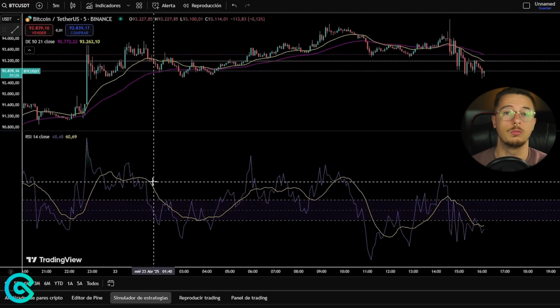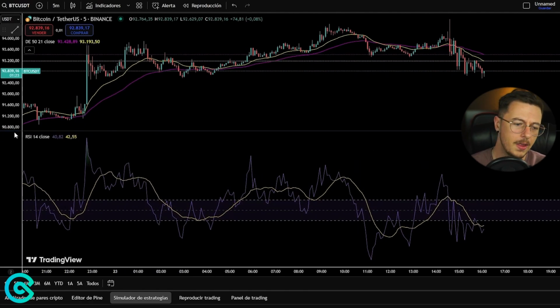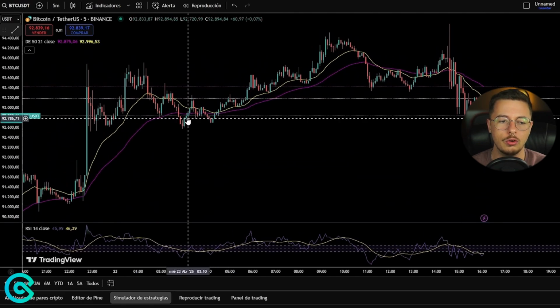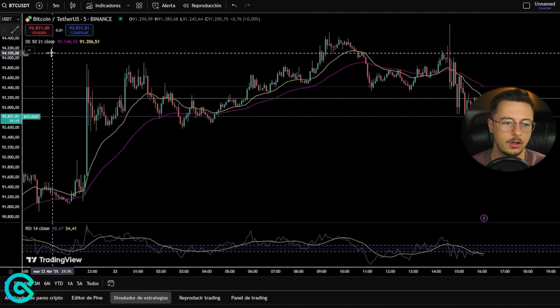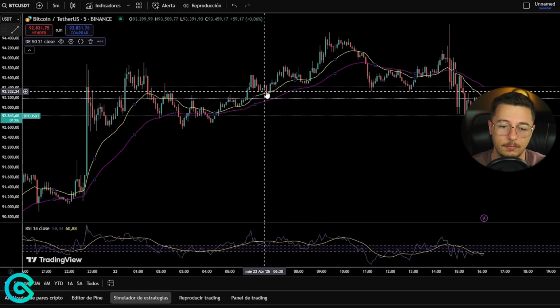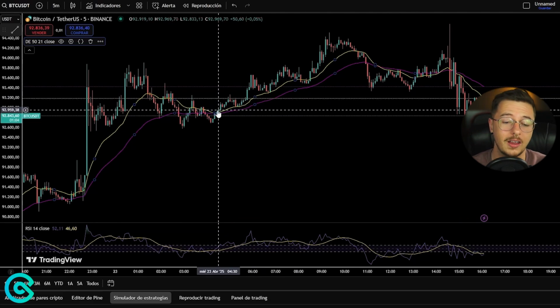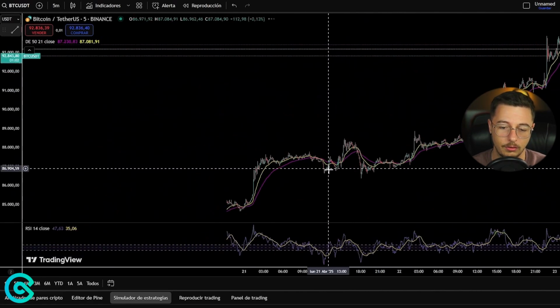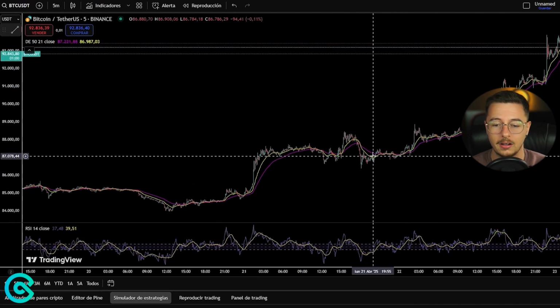The RSI is what we're going to use to enter the market. And above that, we are going to use two moving averages. In this case, we're going to use a moving average of 50 periods and a moving average of 21 periods. So the 50 is going to be the slow moving average and the 21 is going to be the fast moving average. If the 21 is above the 50, we are going to be in an uptrend, and if it is below, as we can see down here, we are going to be in a downtrend.